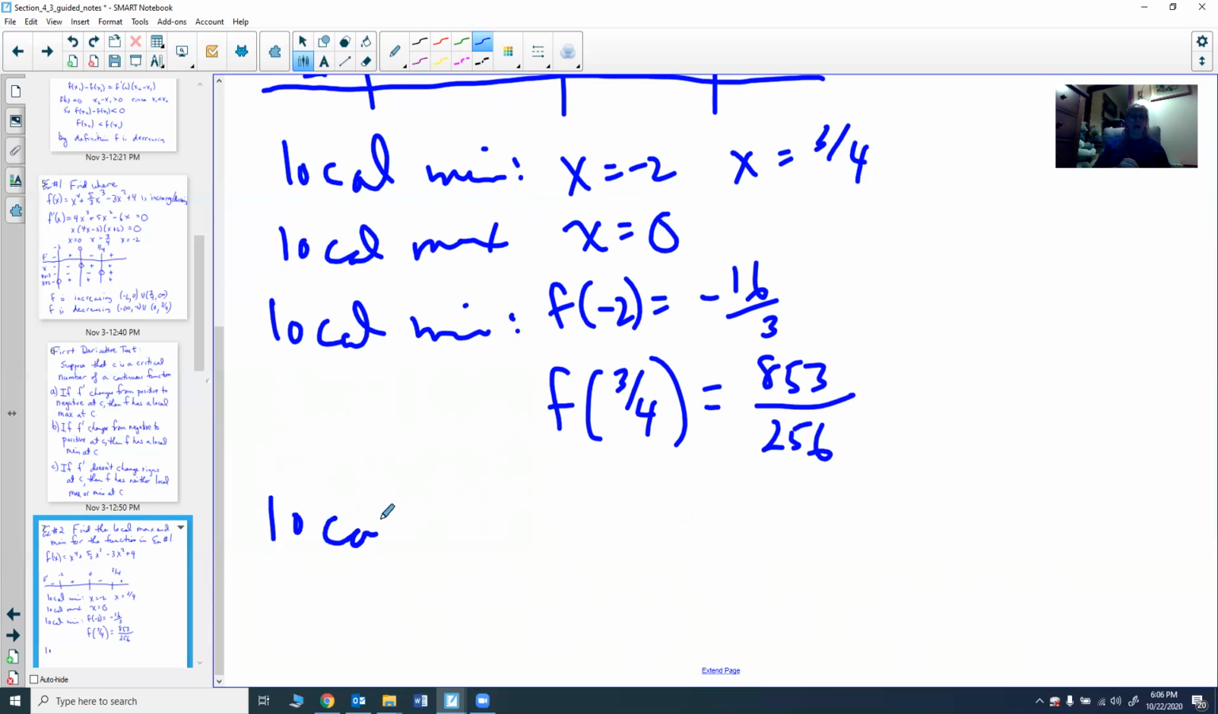I have a local max. My local max occurs at 0. So I just need to do f of 0. F of 0 happens to be 4. So my local max is 4. I have local min values of -16/3 and 853 over 256.